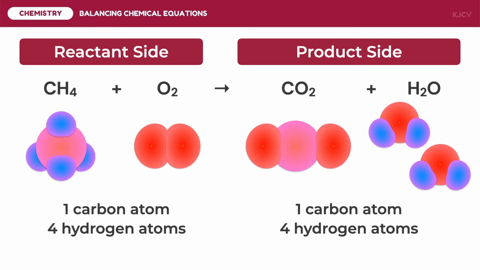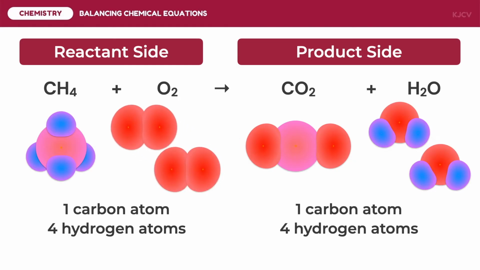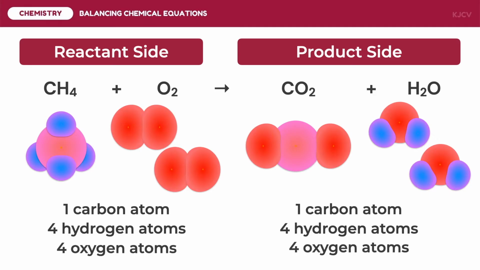Earlier, we had 2 oxygen atoms in the reactant side and 3 oxygen atoms in the product side. However, since we added another water molecule to have equal atoms of hydrogen, the oxygen count became more unequal. Now we have 2 from the reactant side and 4 from the product side. To have an equal count of oxygen, we can add 2 more oxygen atoms in the reactant side in the form of the diatomic oxygen molecule. Now, we have 4 oxygen atoms in the product side and 4 oxygen atoms in the reactant side.